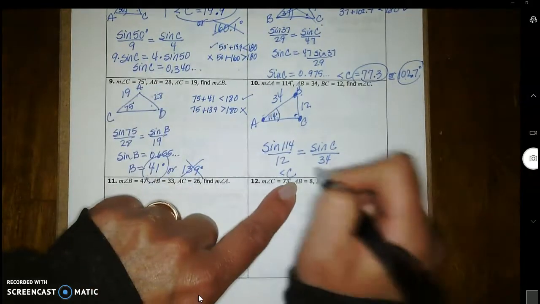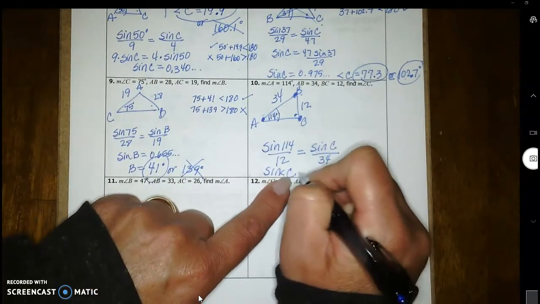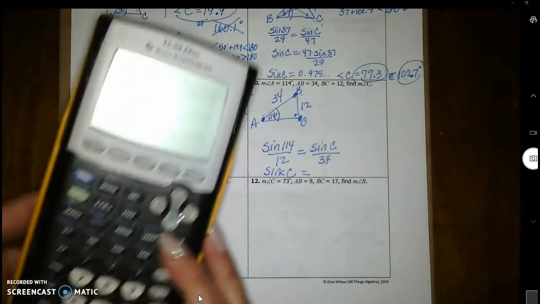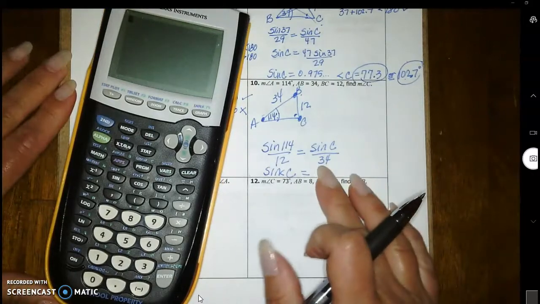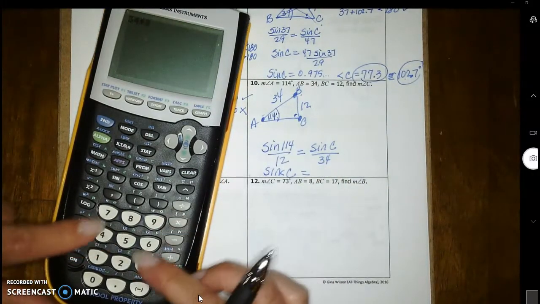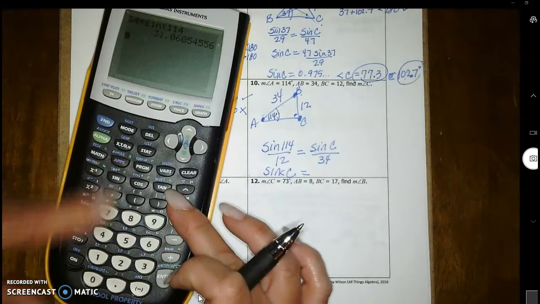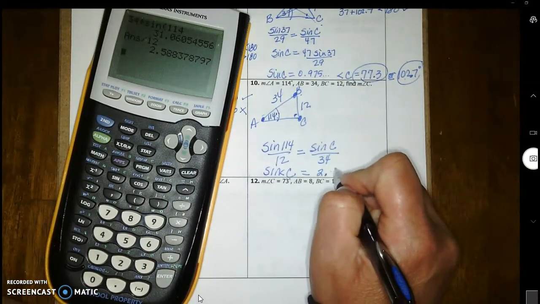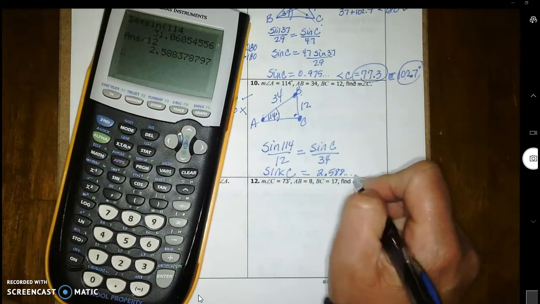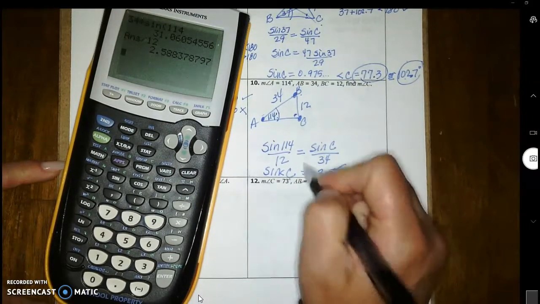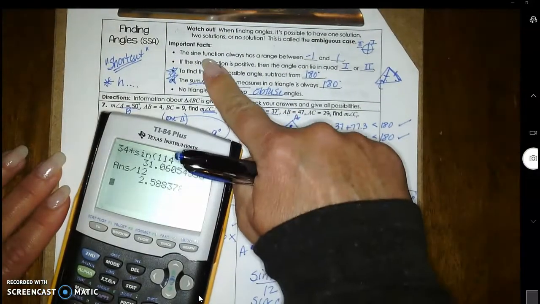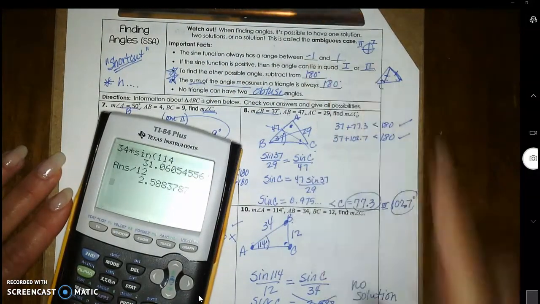And so the sine of C is going to give me what? So let's go type that into the calculator, to good old calculator. So 34 times the sine of 114 divided by 12. This is going to give me a number that is 2.588-ish. I can stop because this is no solution. Remember, at the very, very top, a sine function always has a range between -1 and 1.